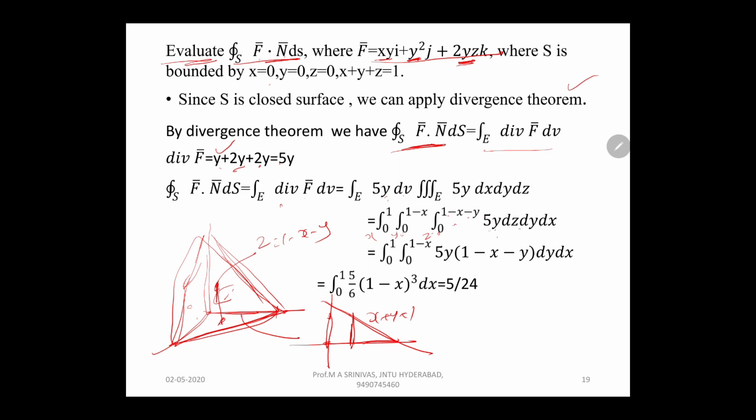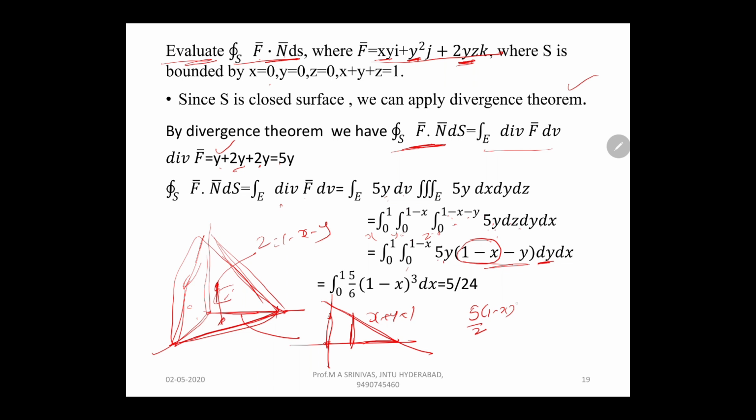First, with respect to z, if I do it, 5y is constant, integral dz is z. If I substitute the limits, this is dz dy dx. Now, next with respect to y, I have to do. So this 1 minus x is another constant. 5 into 1 minus x is constant. Integral y I have to do. Integral y is y square by 2. Limits are 0 and 1 minus x.